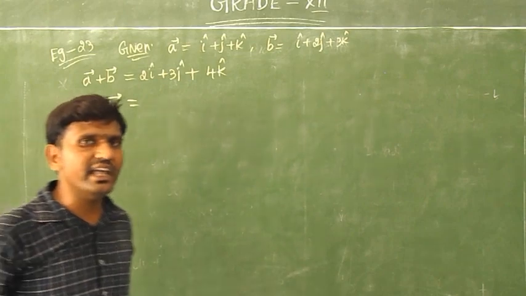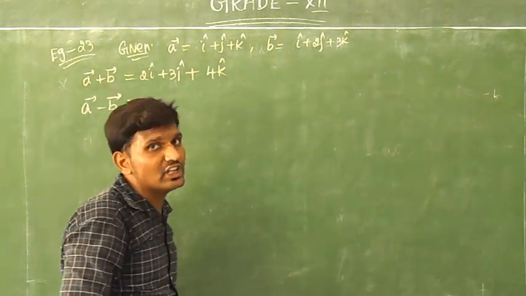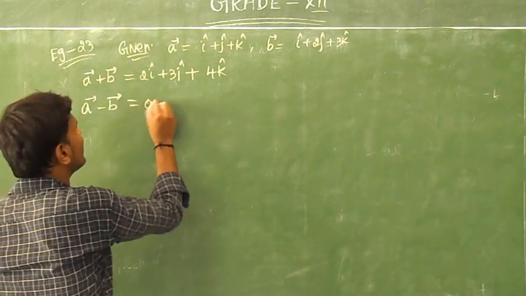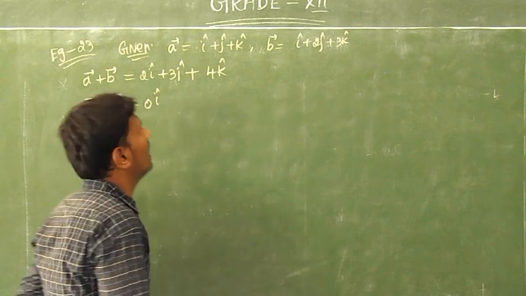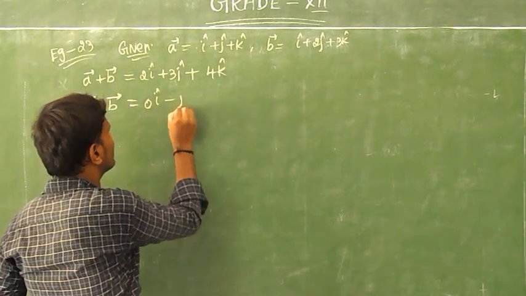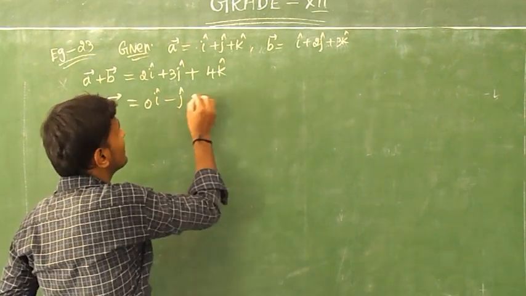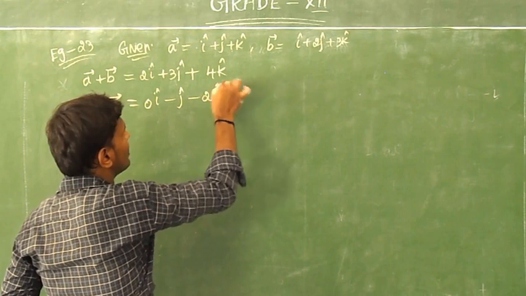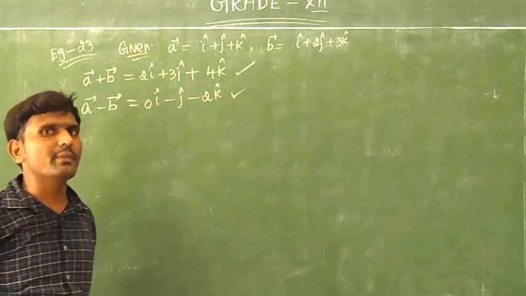Now a vector minus b vector. We want to subtract the given two vectors. How to subtract? i vector minus i vector, what will come? 0. So 0 i vector, or otherwise leave it, no problem. Then j vector minus 2j vector will come minus j vector. Then k vector minus 3k vector will come minus 2k vector. So this is your a vector plus b vector, and this is your a vector minus b vector.